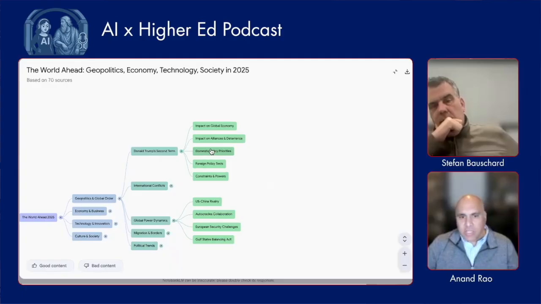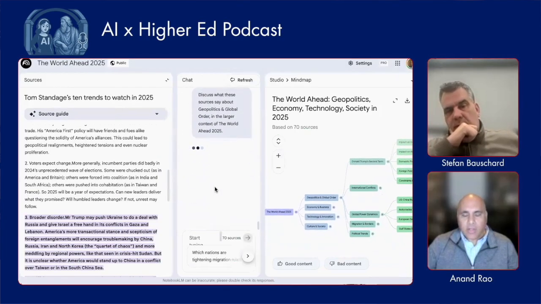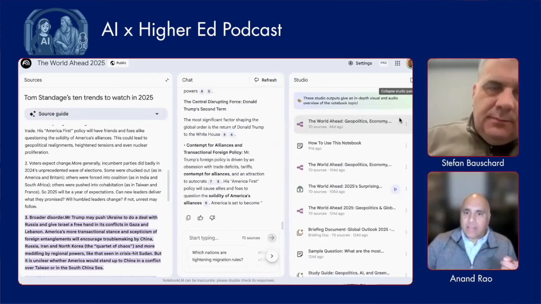And you don't have to even just click on it when it gets down to this point. I could just click on geopolitics and global order, and it'll do the same thing within the chat for that item. So that's one that is incredibly useful.